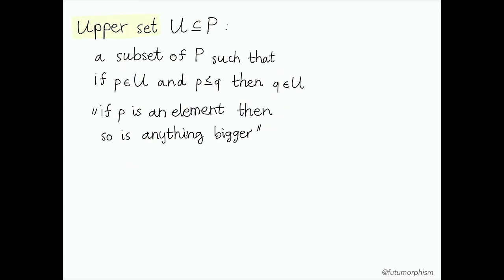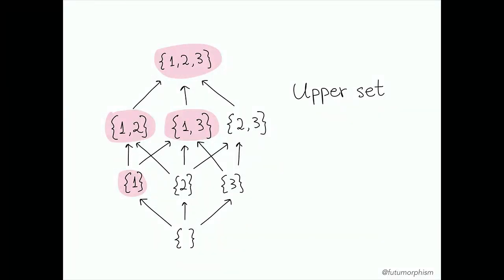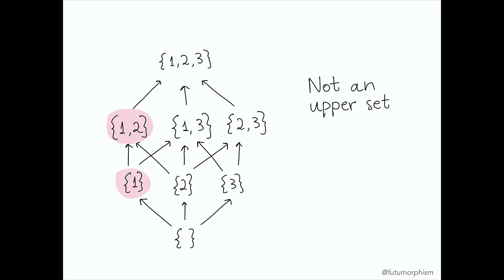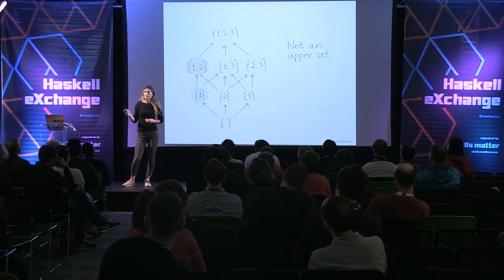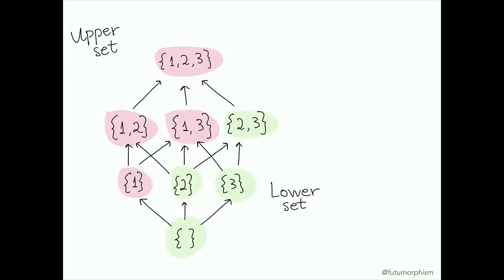So we're going to define upper sets. And so if P is a preorder and U is a subset of P, U is an upper set if it satisfies that if p is an element, then so is anything bigger. So this is what it might look like. This is the example from the power set preorder. So the pink elements form an upper set because for each one of them, all the bigger ones are also part of the set. And as a counterexample, this is not because it has missed a couple of elements. And there's the dual concept of lower set, which is the opposite, which means if p is an element, so is anything smaller.